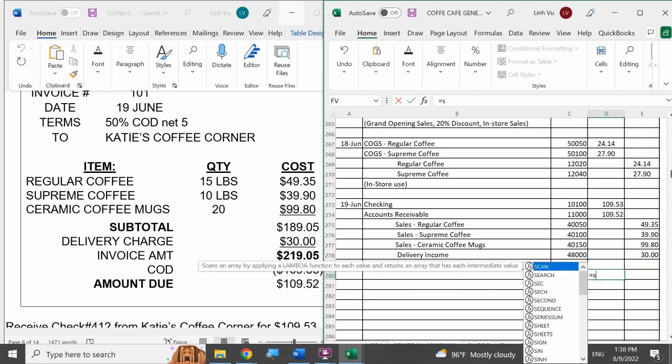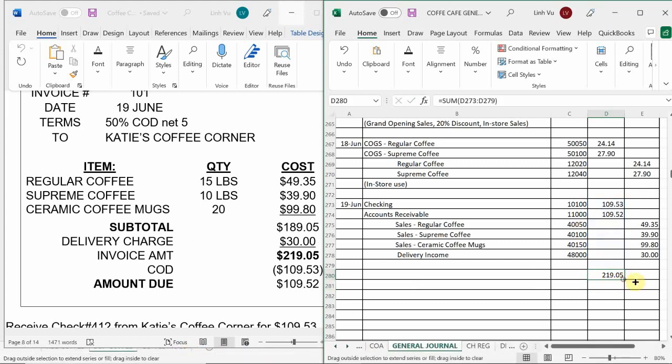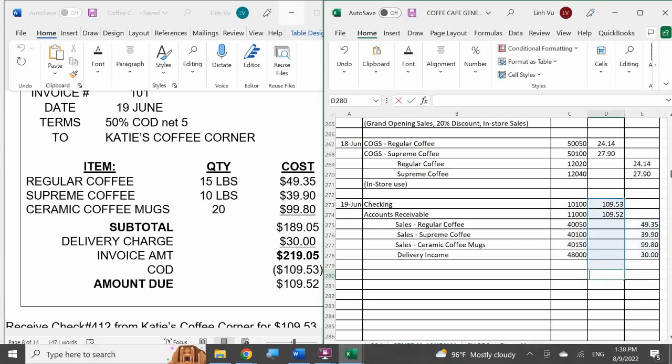Let's ensure that we didn't make any typos here by running our formula. Okay, so I got $219.05 on the left and $219.05 on the right. Good.